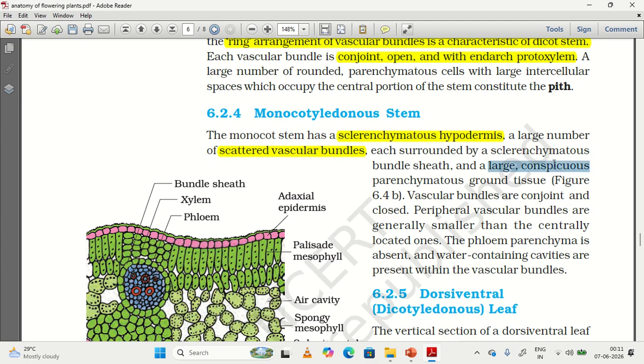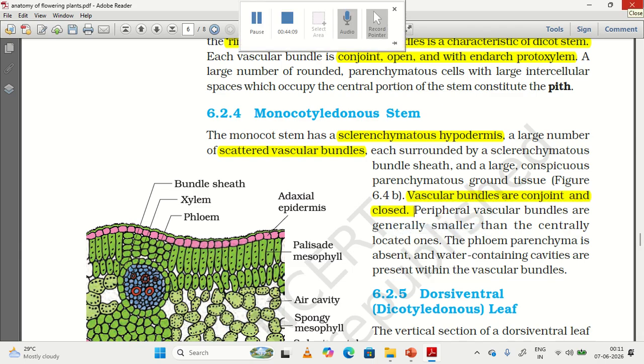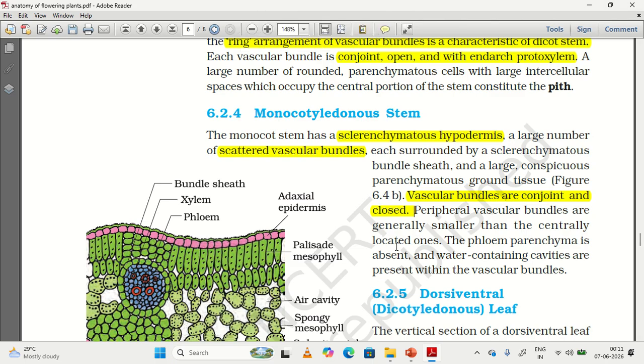Large conspicuous parenchymatous ground tissue, and the vascular bundles are conjoint and closed. So they are present on the same radius and it is closed. The peripheral vascular bundles are generally smaller in comparison to the centrally located ones. The vascular bundles which are present towards the sides are smaller in size. Peripheral ones are very small in comparison with the central vascular bundles.